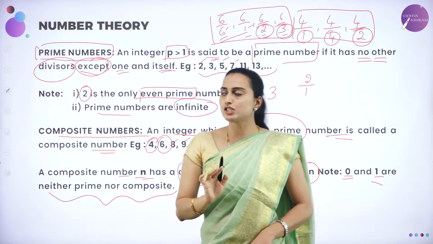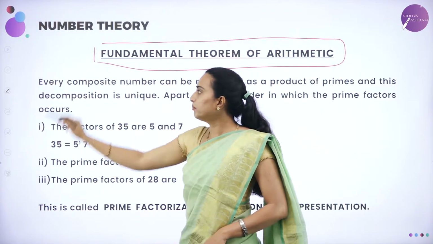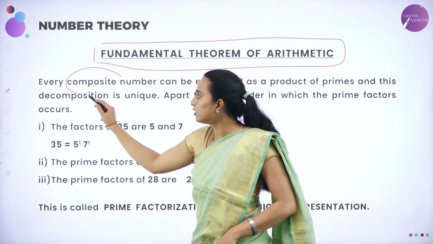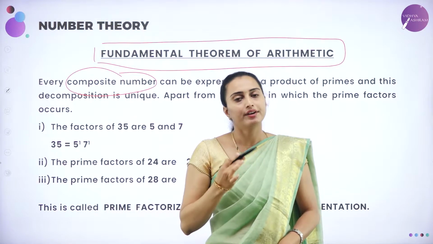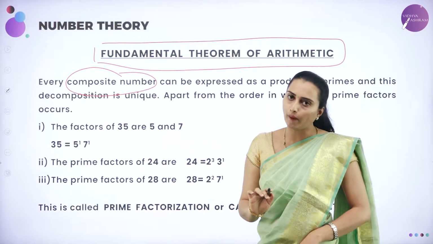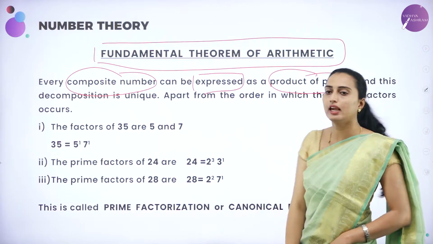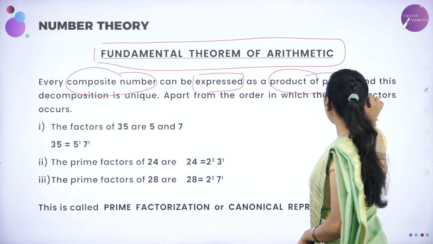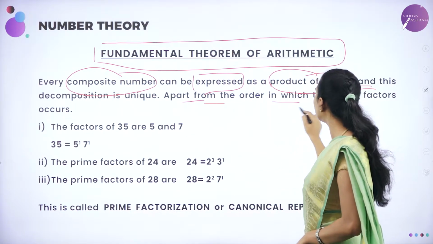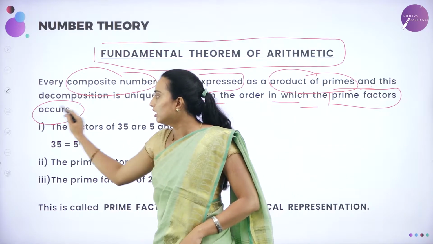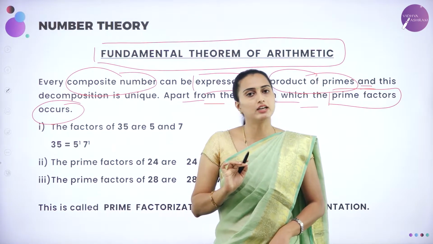Which are 0 and 1. Next, we'll be moving on to the very important fundamental theorem of arithmetic. What do you mean by this? Observe here, every composite number, which will be having divisors other than plus or minus 1, plus or minus n, that is going to be known as the composite number. That can be expressed as a product of primes, and this decomposition will be unique, apart from the order in which the prime factors occur. That is going to be known as the fundamental theorem of arithmetic.